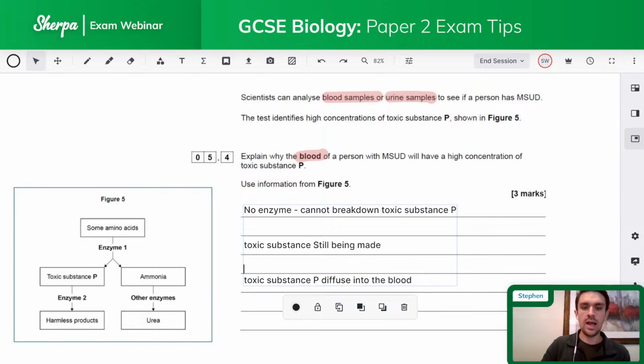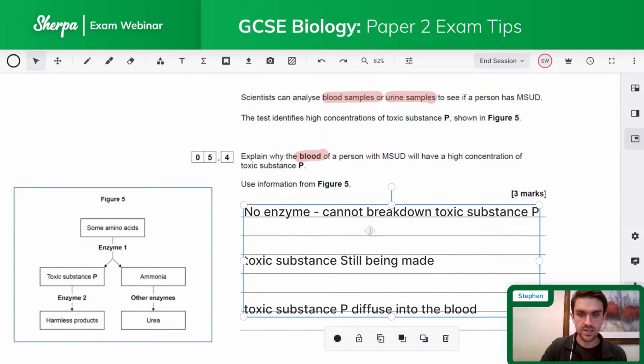So 3 marks, we need to say 3 things. No enzyme, so we can't break that substance P down. It's still being produced though, and so it's produced in the liver and diffuses into the blood. Fantastic.